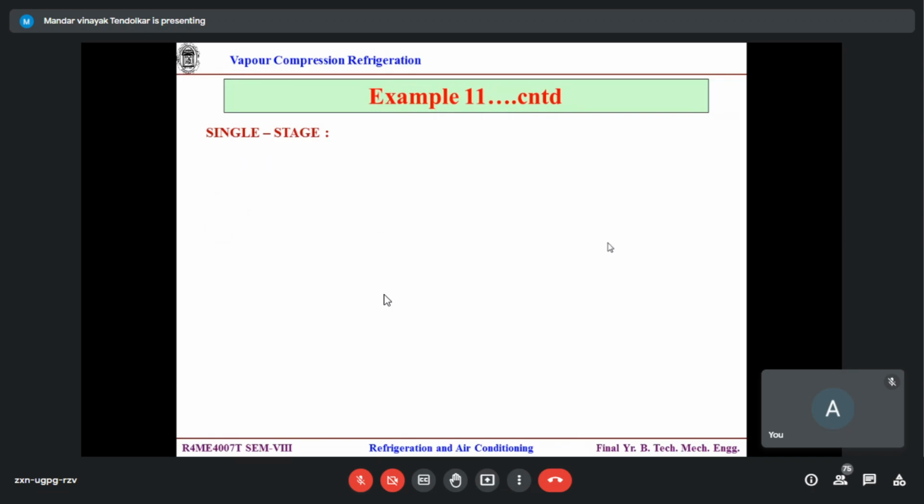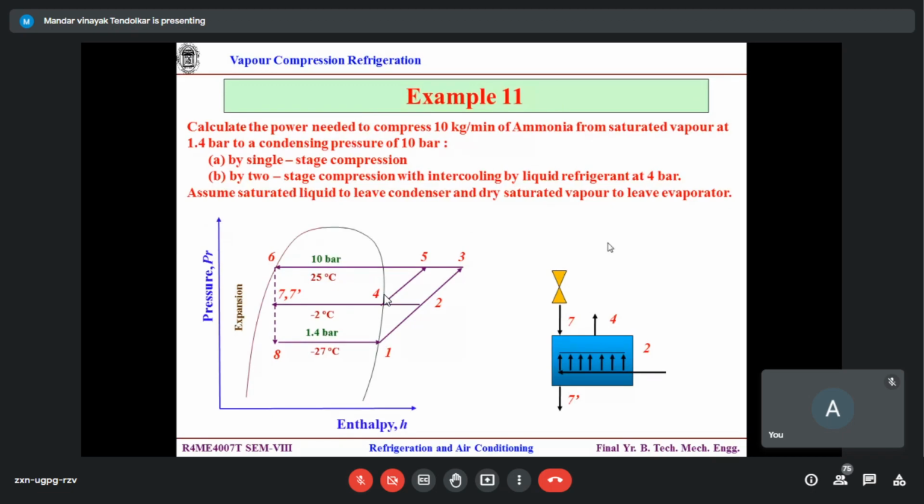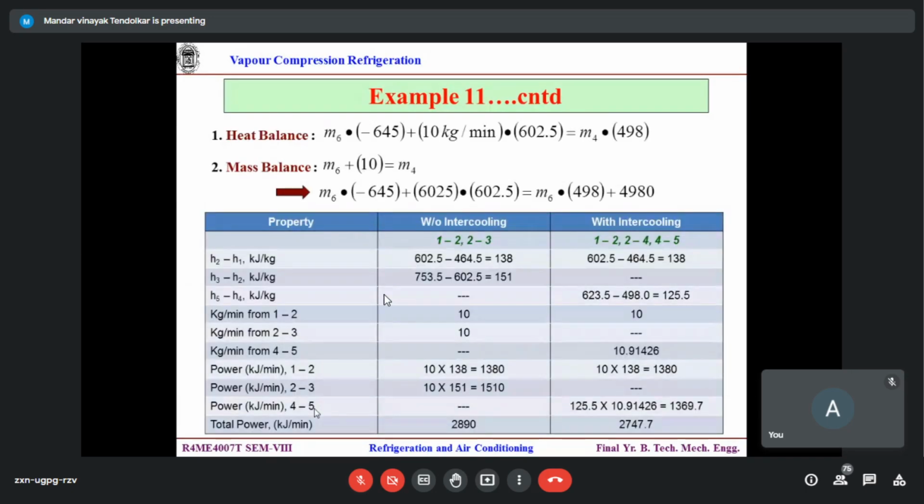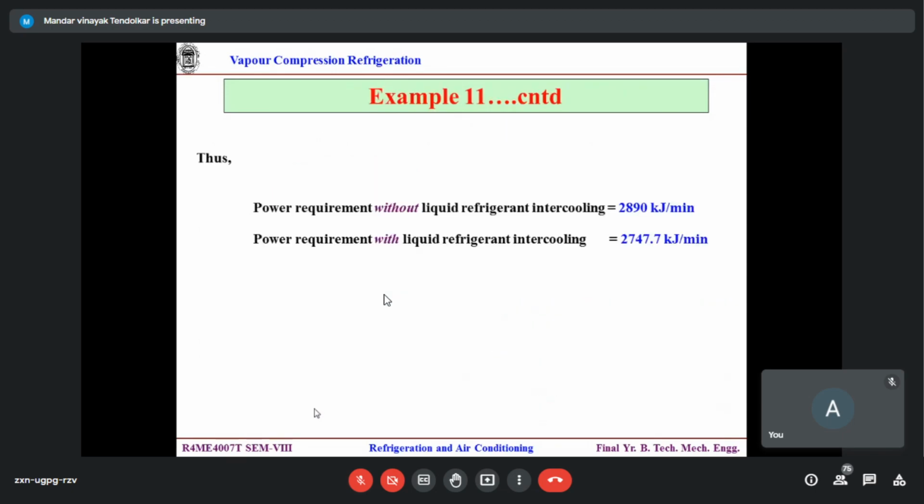You read the pH chart for ammonia for the given values of pressures 1.4 bar and 10 bar. You can cross check the values, and you can find out the mass balance and the energy balance. Okay, heat and mass balance is important over here. You can have all those values over here, and you can cross check heat balance and mass balance. So this is just to give you that idea. I'm not going to ask any such question in either MST or ESC. Okay, so just to make an impact on your mind.